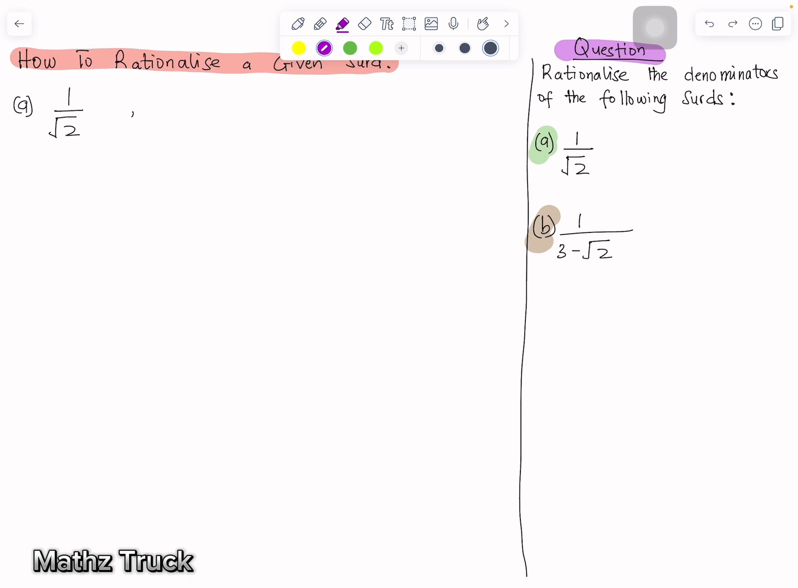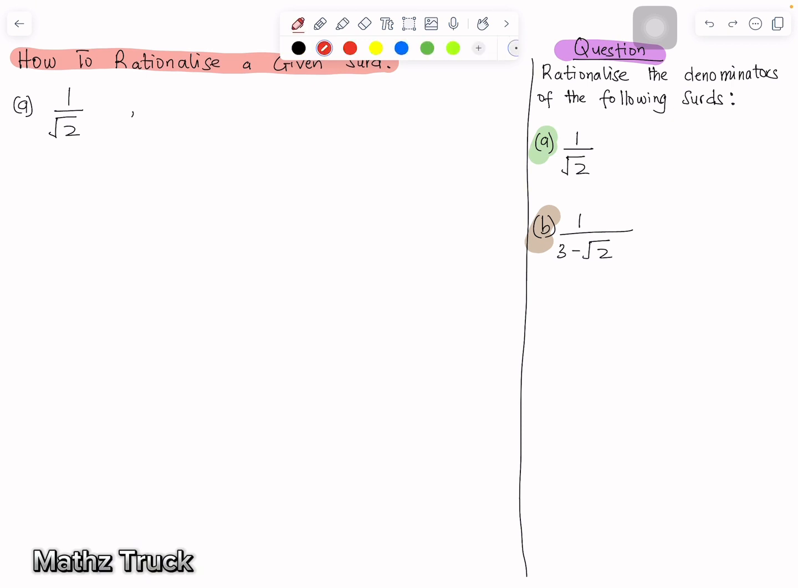Now, the question says rationalize the denominators of the following surds. We have question A, 1 over root 2, and we have question B, 1 over 3 minus root 2. Now, let's take question A.